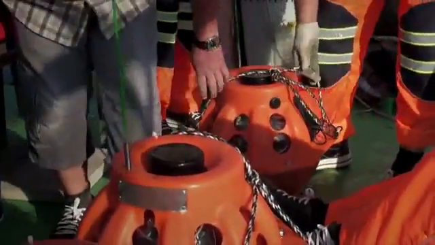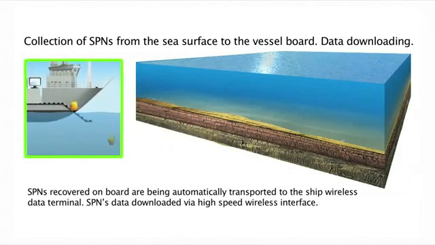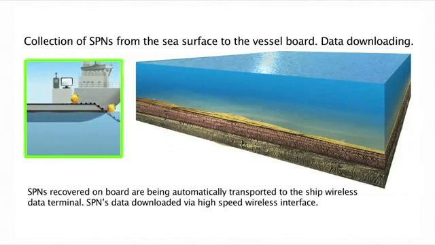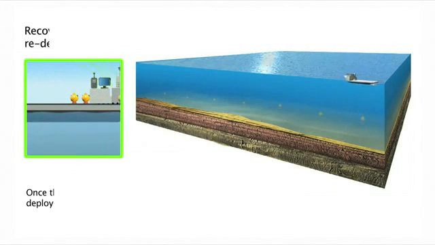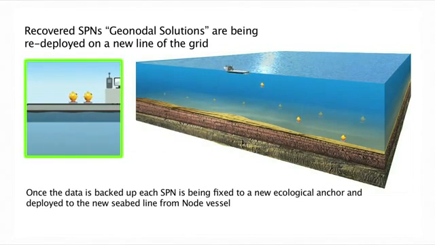Once on deck, the geonodes are carried to the wireless terminal for backing up of the recorded data. While the recorded data is being backed up to the terminal, a new eco-friendly anchor is being attached to the geonode. Upon completion of the above-mentioned procedures, the geonodes from the recently collected line of the grid are ready for deployment on the new line of the grid.